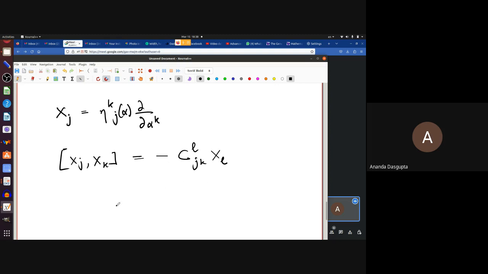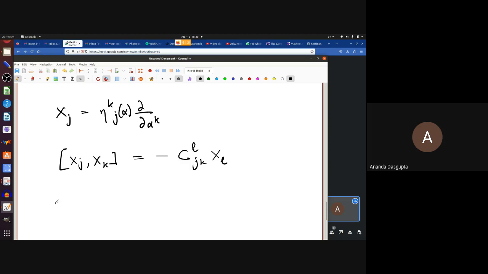Now, as you move along, this again essentially tells you that if you move slightly from the origin, where the alphas change slightly, how would a function on the group, on the manifold of the group, change by the application of this exchange?